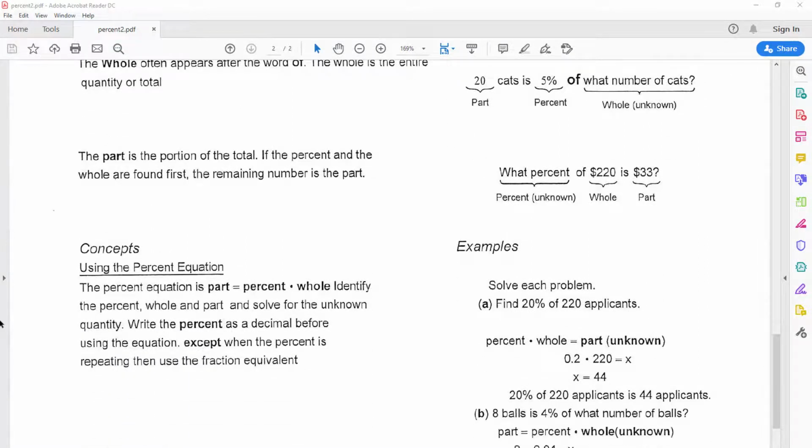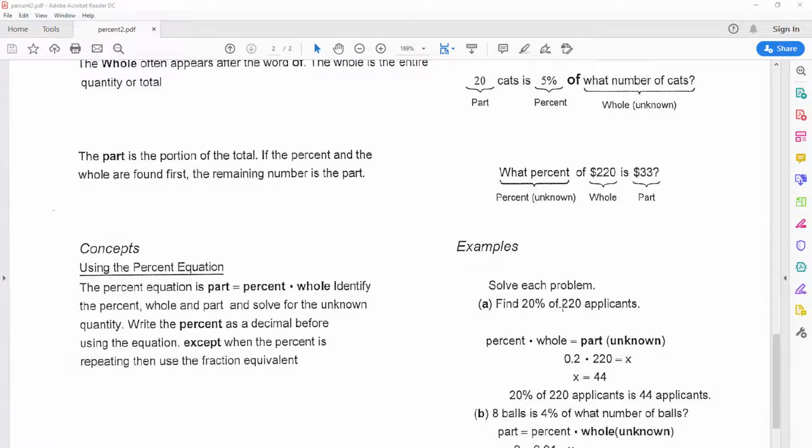Now we're looking at using the percent equation. The part is equal to percent times the whole. So you identify the part and plug it into the equation. So, find 20% of 220 participants. The part that comes after "of" is the whole, 220, and we have a percent here. So we put our percent in as a decimal. When you're using the equation here, most of the time you want to put it in as a decimal.